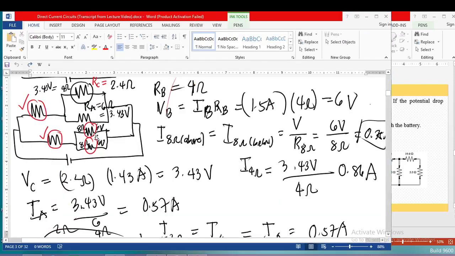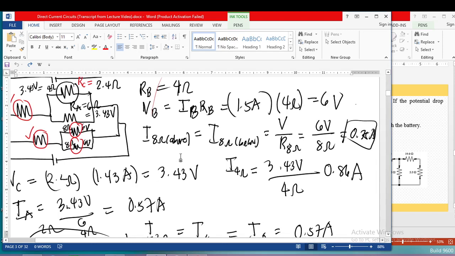So therefore, since when you break down RB it is composed of two parallel 8 ohm resistors, they must have the same voltage as your RB. Right? Because they should have the same voltage. So the 8 ohms has a voltage of 6 volts, and the other 8 ohm at the bottom has a voltage of 6 volts. So basically they have the same resistance and the same voltage, so they must have the same current, which is equal to 0.75 amperes. Okay?